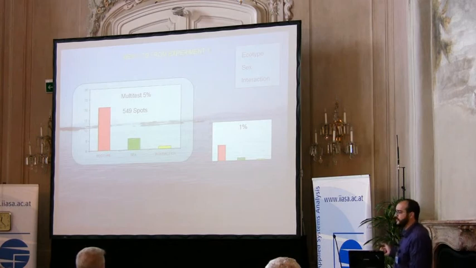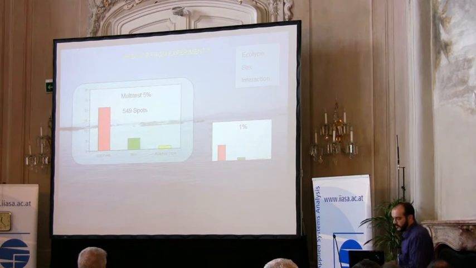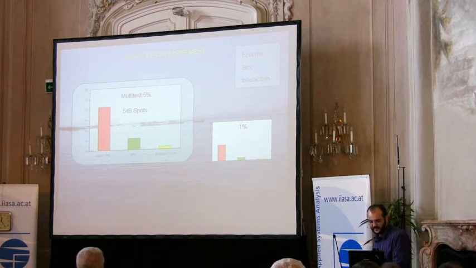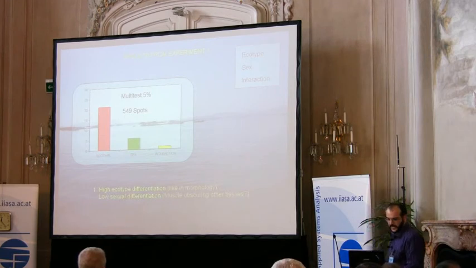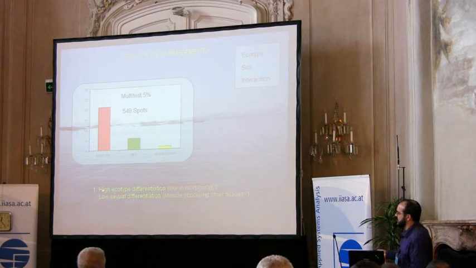When we repeat the analysis at different significance levels, we get approximately the same results, obviously with a lower percentage, with less power, less percentage of differentiation. So from now to the end of the talk, I will just focus on the 5% significance level, but we got exactly the same patterns in the other cases. So the main result is that we got a high ecotype differentiation, but low sexual differentiation.